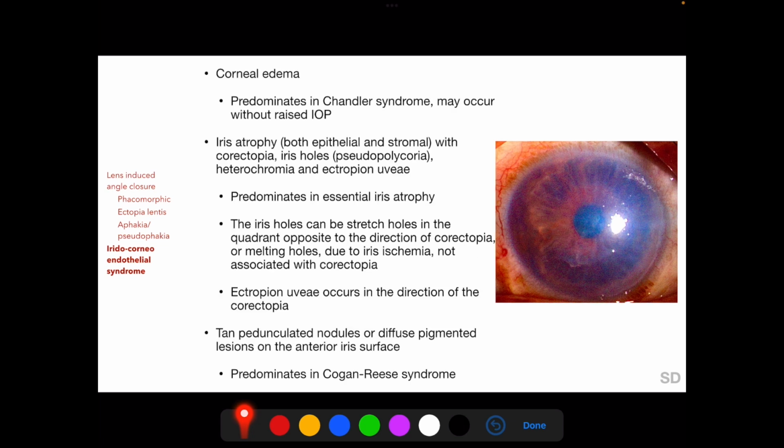Apart from unilateral high PAS and raised intraocular pressure, several other clinical features may be found in an eye with ICE syndrome, and all these features are said to be caused by the abnormally migrating corneal endothelium, and these features also enable us to differentiate between the three clinical patterns of ICE syndrome. Corneal edema predominates in Chandler syndrome, and in some patients with Chandler syndrome, the intraocular pressure may not be elevated. Iris atrophy with ectopia, iris holes, heterochromia, and ectropion uveae predominates in the essential iris atrophy pattern of ICE syndrome. In this photograph, we see high PAS associated with both corneal edema and iris atrophy.